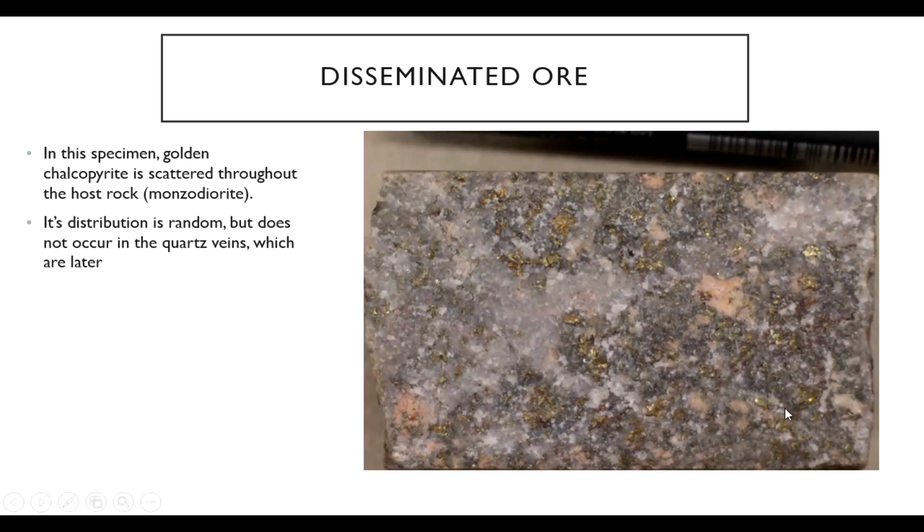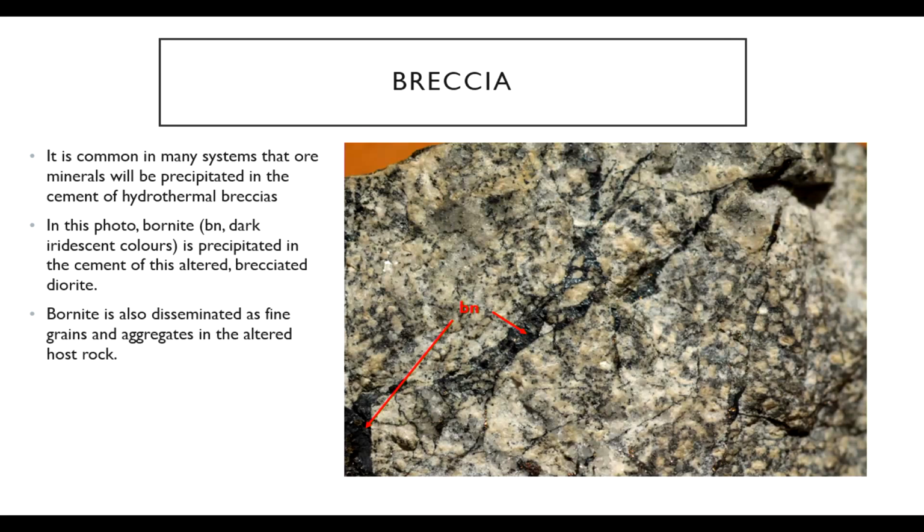It's occurring in the host rock but not in the veins. Okay, so probably fluid might have precipitated through and replaced minerals in the host rock or created those sulfides. So that's quite a distinct disseminated ore texture. Here's a breccia.